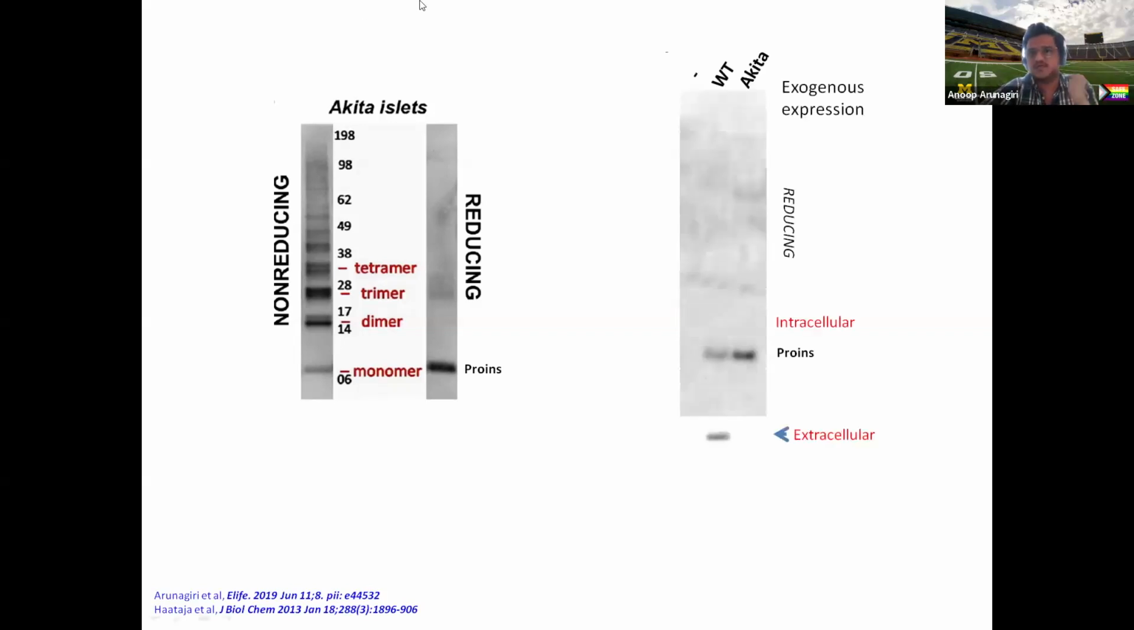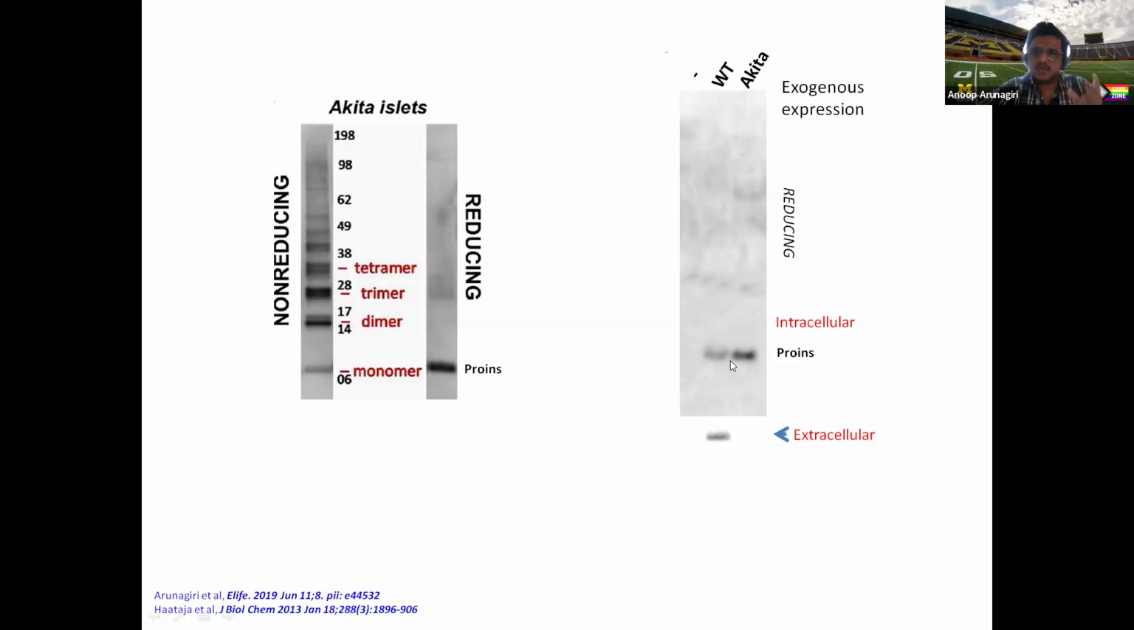That's the dimer. Trimer is a three proinsulin structure, then a tetramer, pentamer, and so on. So these are disulfide linked complexes of proinsulin Akita that we observe here. So what is the significance of these disulfide linked aggregates? To answer that, we overexpressed wild type or Akita proinsulin in cells. What we observe here is very interesting.